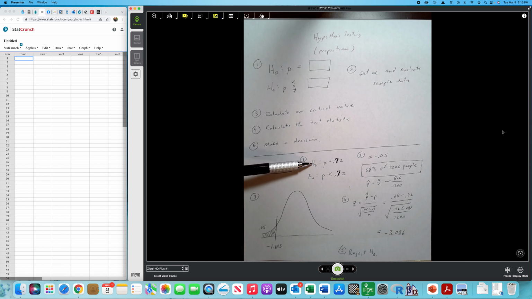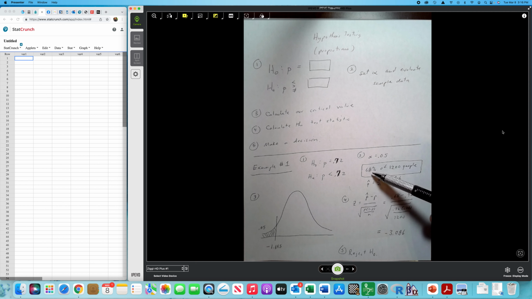Let's say we are testing the claim that the percentage is 72%, so P equals 0.72, and we would like to test that P is less than 0.72. We want to test at 0.05, and from our sample, we found out that 68% of 1,200 people will have whatever characteristic that we're measuring. Now, because we need this p hat in terms of X over N, I have to take 0.68 times 1,200 and find that that's 816 out of the 1,200 people. So I need this particular count.